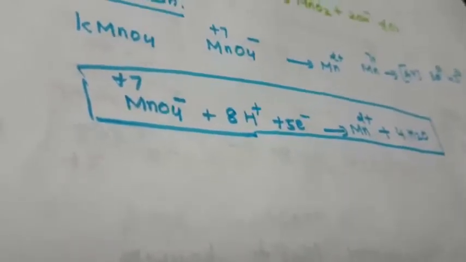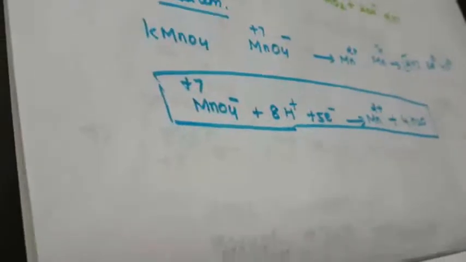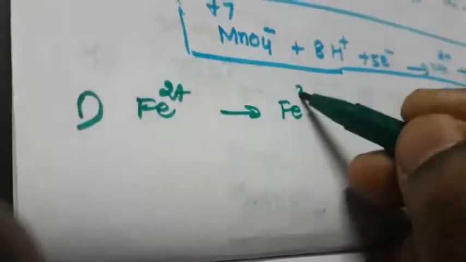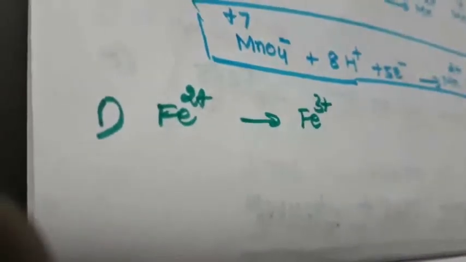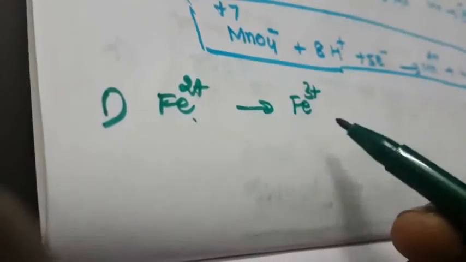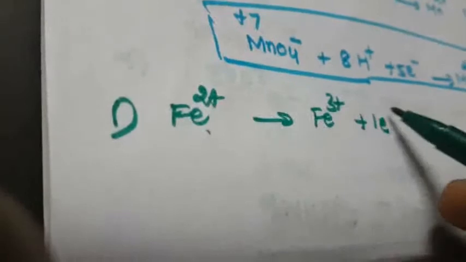Using this equation, how to write the remaining equations? Mn7 plus is reduced to Mn2 plus. First example. What is that first example? This is the first example. What is the Fe2 plus to Fe3 plus, right? First example, Fe2 plus is converted into Fe3 plus. Okay, this is the first equation. How many electrons? Fe2 plus converted into Fe3 plus, that is only 1 electron removed.